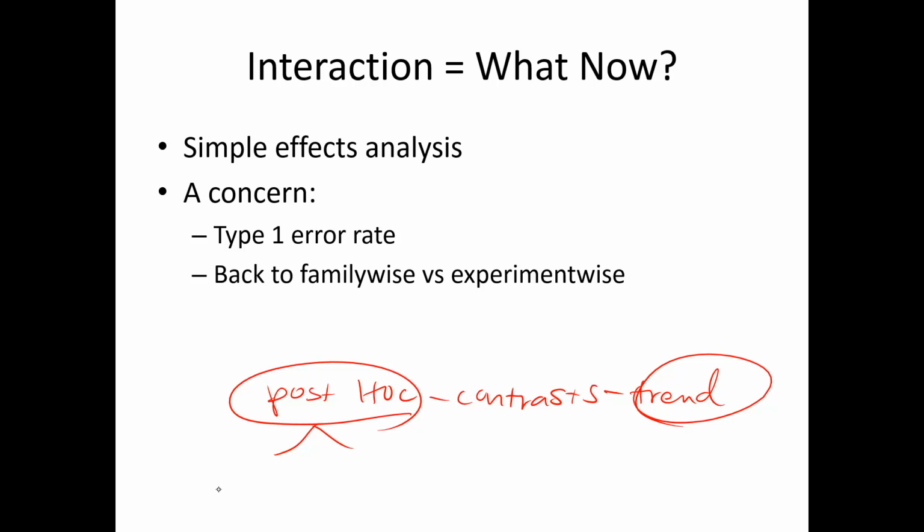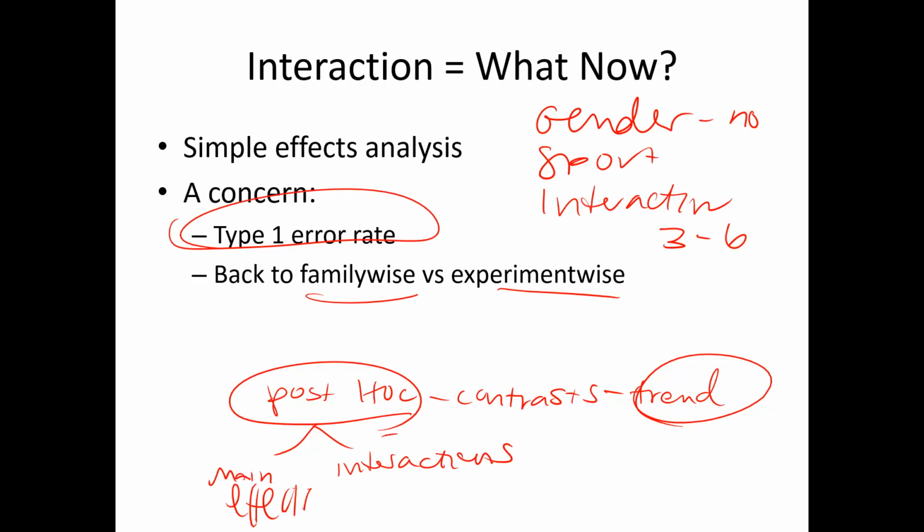The other issue is back to family-wise or experiment-wise. Let's say I have 3 effects: gender, sport, and the interaction. We talked in the previous video how the interaction is either 3 tests or 6. Gender is no test, and we'll get to why in a second. Sport, since I have 3 levels, is 3 tests: 1 to 2, 2 to 3, 1 to 3.